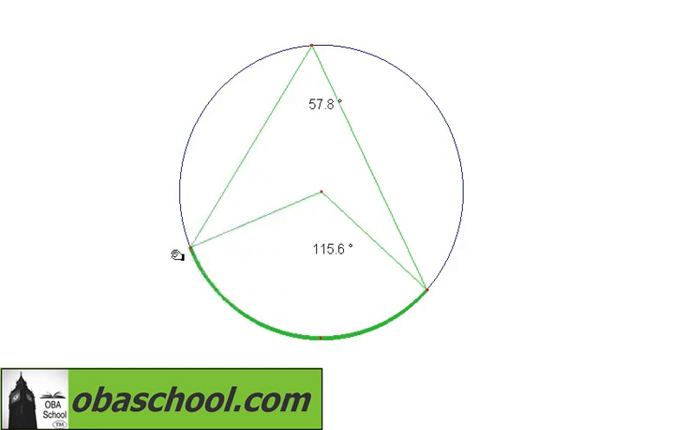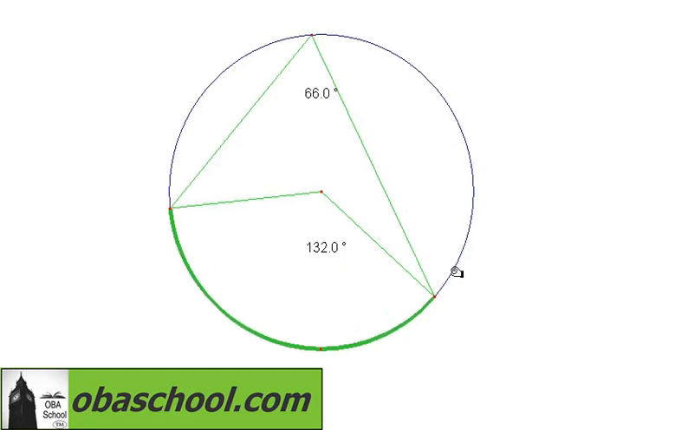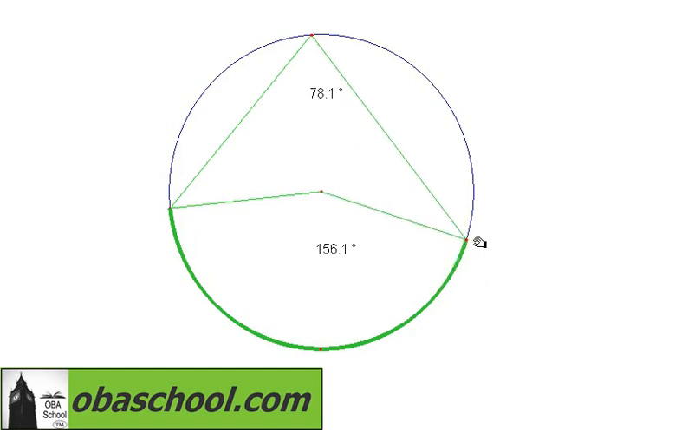If we change the arc, we change the angle. But note that the relationship stays the same. The angle subtended at the circumference is still half of that subtended at the middle. And this will stay the same, however we change the angle by moving the arc. Twice 78.5 is 157. So the angle at the center is always double the angle at the circumference.